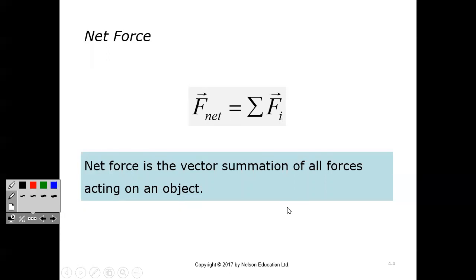Net force, that's an idea you were already exposed to in chapter 3. What do you mean by net force? Add all the forces, right? An object can have more than one force acting on it, okay? So in that case, we need to find the total force acting on that object. So that is what net force means.